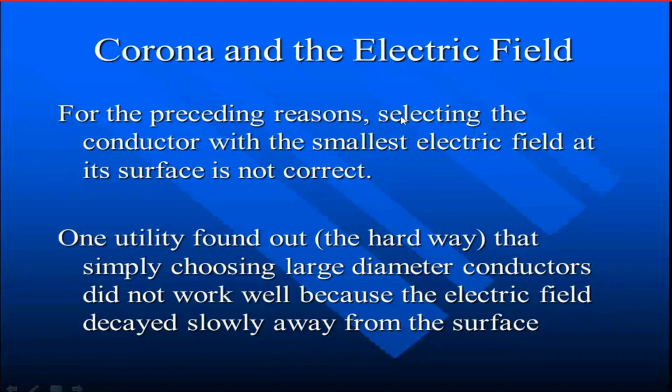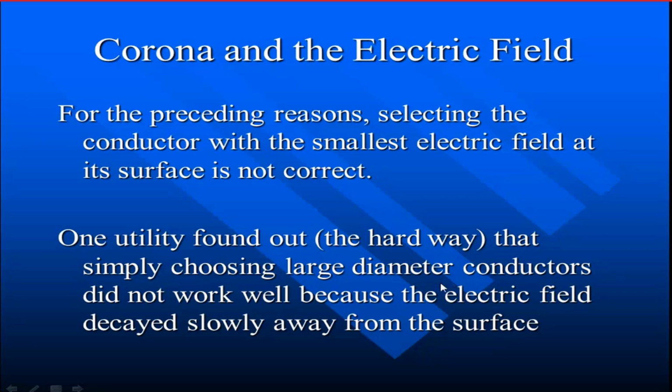Now, as I told you, selecting the conductor with the smallest electric field at its surface is not correct. It is not correct because to reduce the losses, we have to go for higher voltages, and it is not practically possible to select a conductor with the smallest electric field at the surface. So one utility found out that simply choosing large diameter conductors did not work well because the electric field decayed slowly away from the surface.